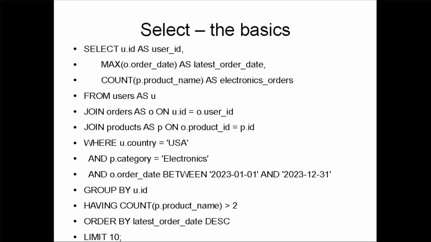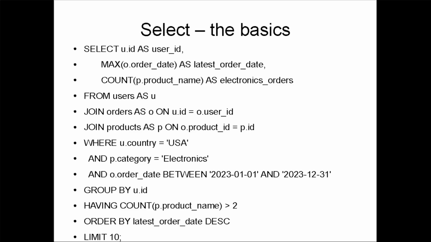We begin by selecting the user ID. Next we select the most recent order_date from the orders table for each user. Then we count the number of rows that have a non-null product_name for each user. The data is pulled from 3 tables: users, orders, and products. The joins specify the relationships between these tables, linking user ID to orders, and product ID to orders.